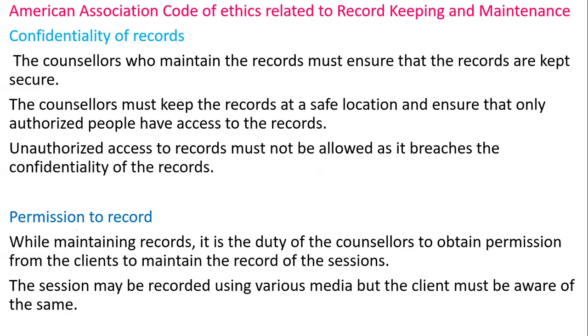Right. So then, the American Association Code of Ethics related to record keeping and maintenance. There are certain ethics we have to maintain when we are keeping records. What's the first and foremost thing when we are keeping records? Confidentiality. We should not reveal the information in the records to anybody.